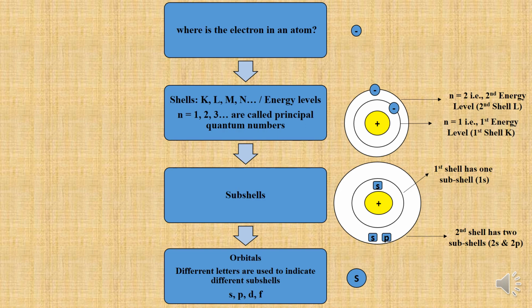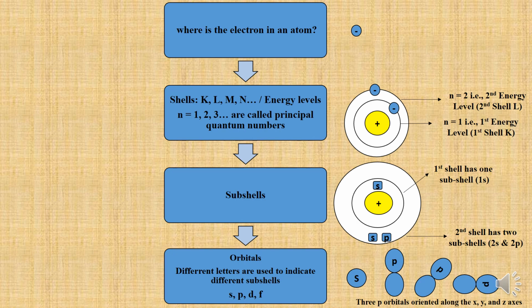And the orbitals in the subshells are designated with different letters that are used to indicate different subshells: S, P, D, and F. S orbital is the shape of a sphere, and P orbital is dumbbell shaped, or figure 8. Now the p orbitals are oriented along the x, y, and z axis.